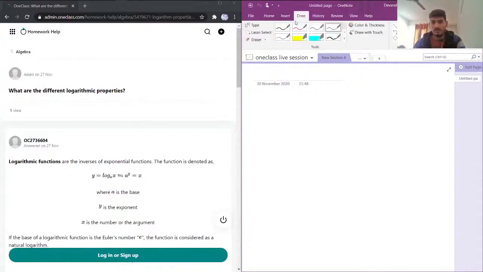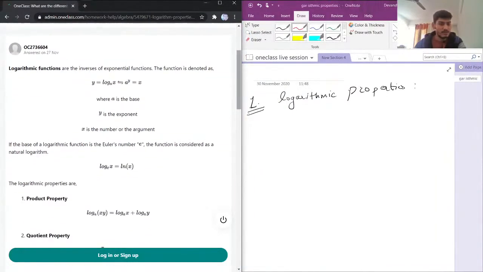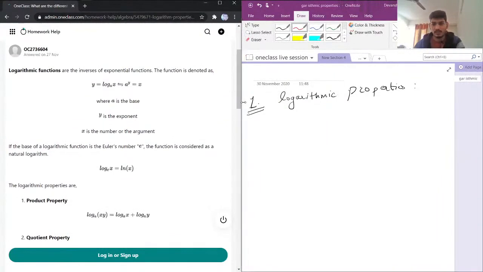So, our first question is, what are different log properties? Logarithmic properties. So, let us see what the answer is given. Okay. So, first I will start with first property.